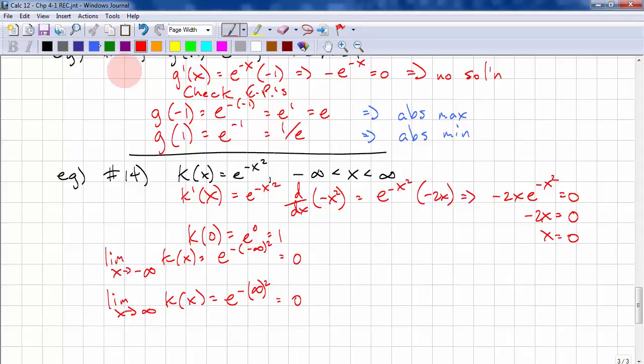So that means this is our absolute max, and we have no min. Okay, again, this is an asymptote. It won't ever go to 0. And the other clue is this is not a closed interval, so we're not required to have a minimum value. This is an open interval. And that completes this lesson.